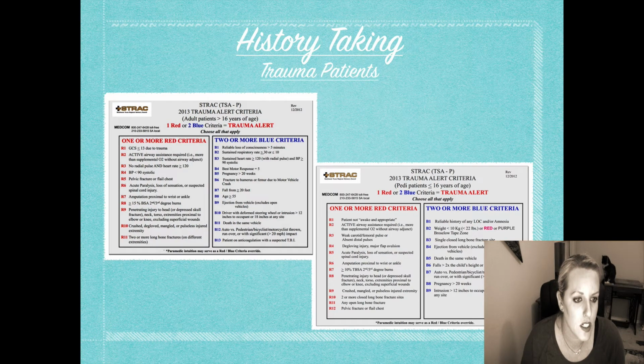One of the reds: no radial pulse, heart rate above 120, loss of sensation, suspected spinal cord injury, two or more long bone fractures on different extremities, pregnancy, fall from 20 plus feet, death in the same vehicle. Any of those will cause it to be a trauma alert. Again, the same thing with PD patients, and their definition of PD is under 16.